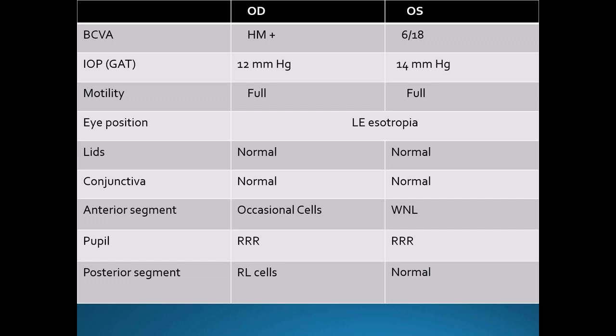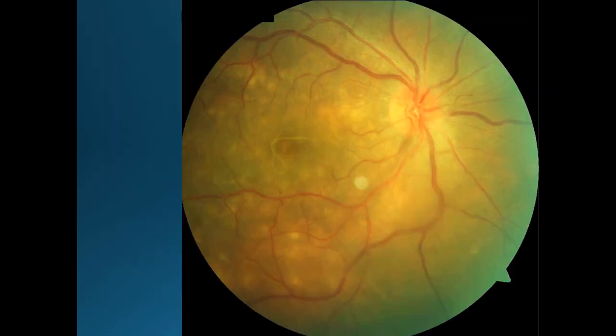IOP was 12 millimeters of mercury. There were occasional cells in the anterior segment, and the posterior segment had few vitreous cells. Left eye had esotropia. Rest of the examination was unremarkable for the left eye.